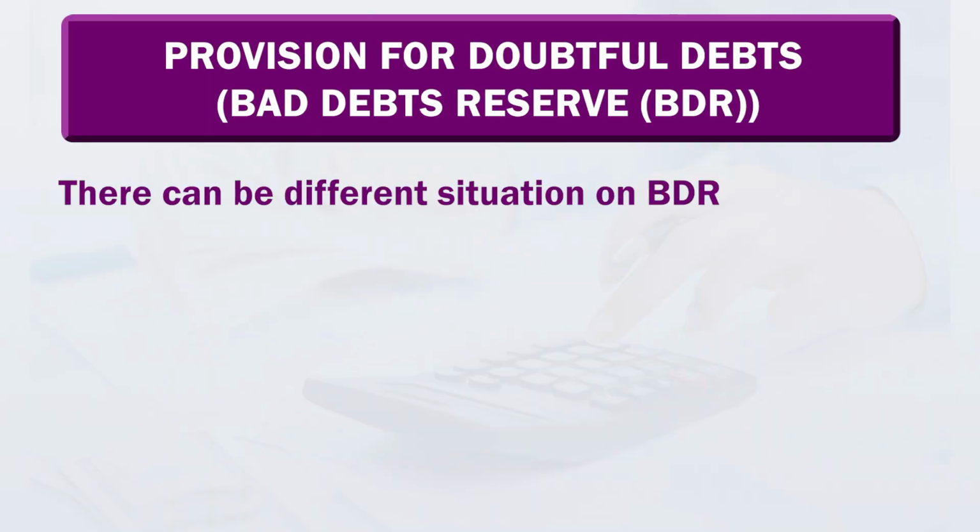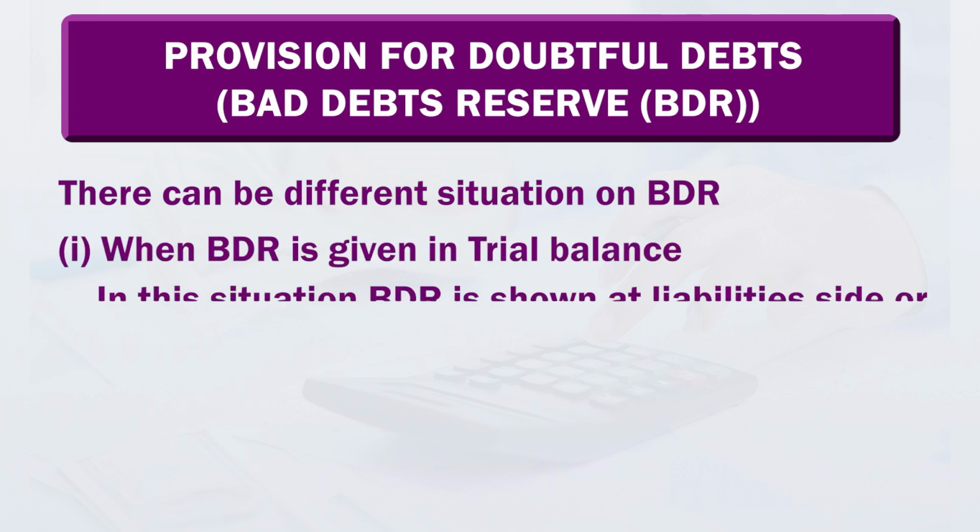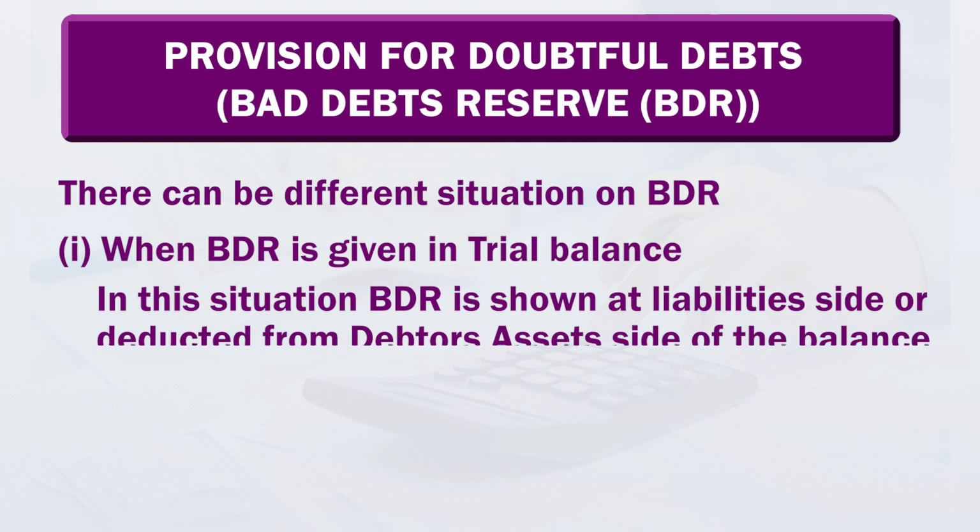Friends, kindly note that bad debts will be recorded first and in the second stage BDR is recorded. Another thing to remember is that bad debts and debtors are debit balances and BDR is a credit balance. There can be different situations on BDR. Let us take first, when BDR is given in the trial balance. In this situation BDR is shown on the liability side, or you can deduct it from debtors on the asset side of the balance sheet.